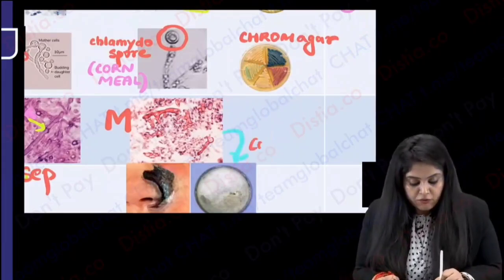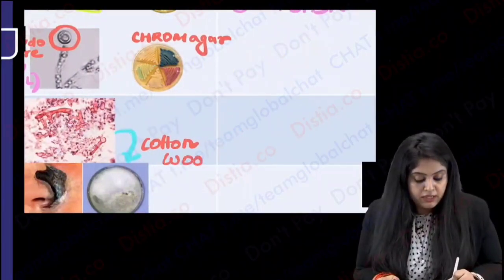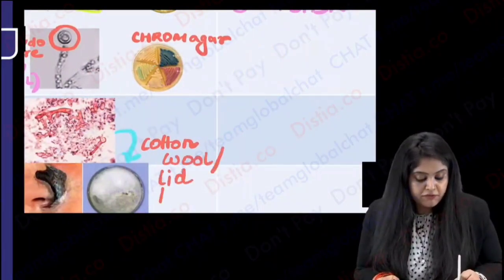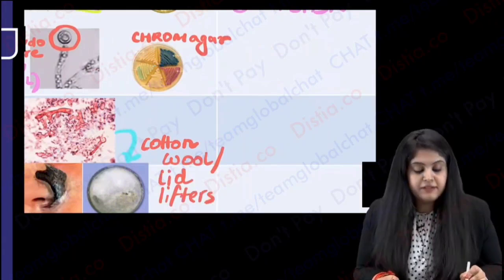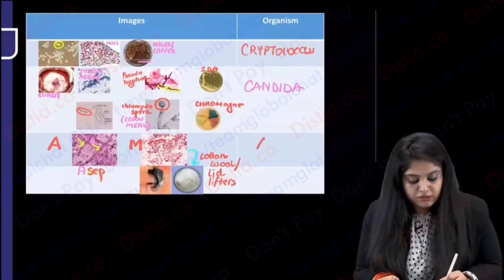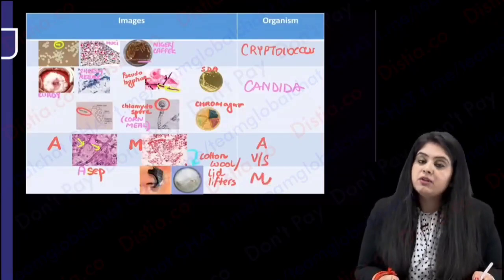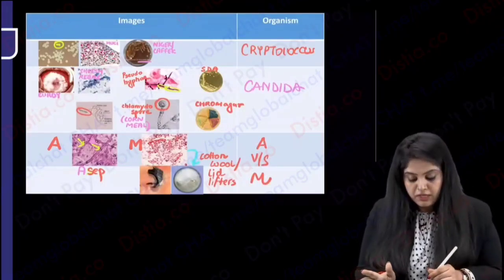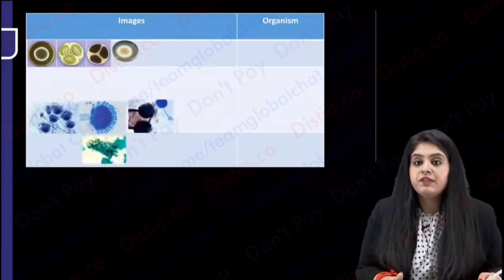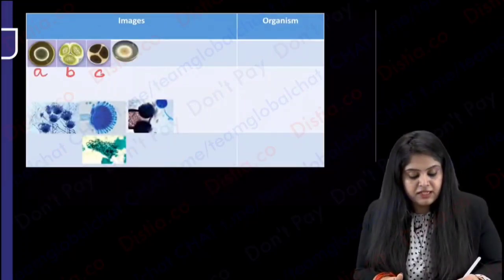So what kind of colonies will it have? It will have the very famous cotton wool colonies, and because they are mota, they will not fit in. So we call it lid lifters. I hope everyone is clear with the difference between aspergillus versus mucormycosis. Now, when you're talking about Aspergillus, might as well we finish off the different types of Aspergillus and their colonies. So, first and foremost, we label it as A, B, C, and D.